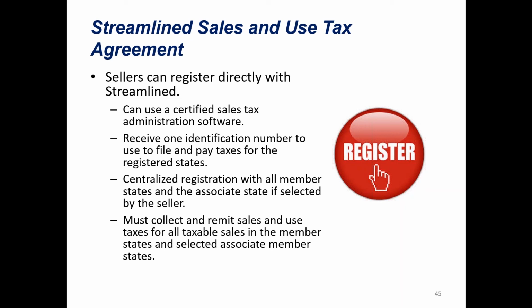Like I said, there's that centralized registration system. They can obtain one account number, ID number, that they use in all the states to file their returns. They still have to file separate returns in all the states, but it's on that simplified electronic return, so it's very standardized. And once you register, you have to register with all the member states, as long as you're making sales into them. And then you must collect and remit the sales taxes on all the taxable sales in those states.